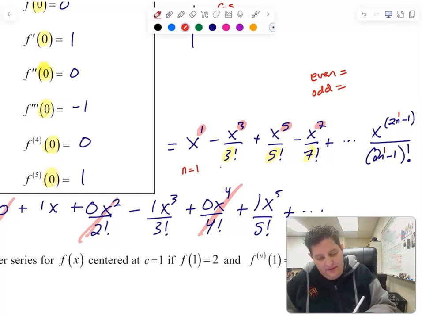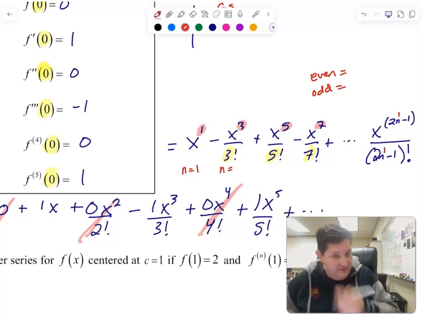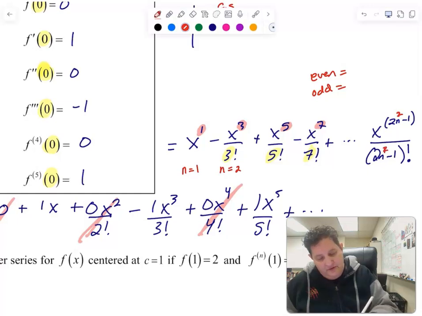Now this, even though it has 3's in it, becomes my second term. Okay? And so that's x to the third over 3 factorial. And even though it has 5's in it, it's my third term. So if I put in 3, it's x to the 6 minus 1, it's x to the 5 over 5 factorial. Okay? So that's what those terms are.